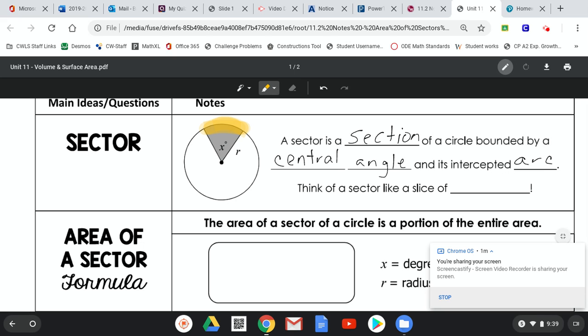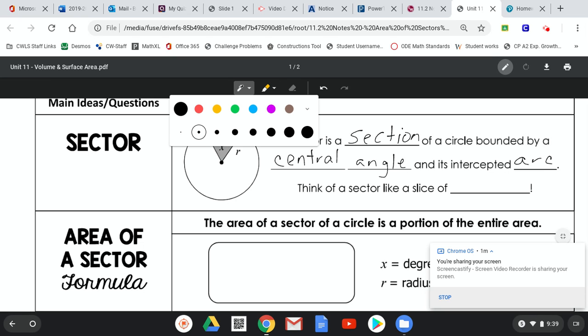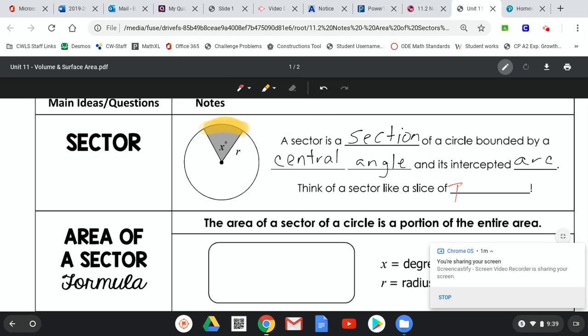Think of a sector as a slice of pizza. So instead of eating the whole circle, we only get that gray slice.